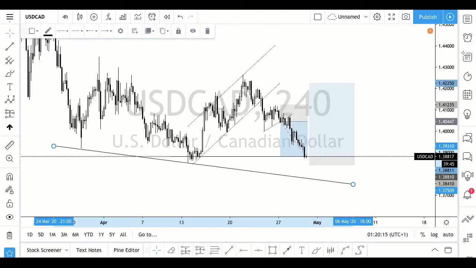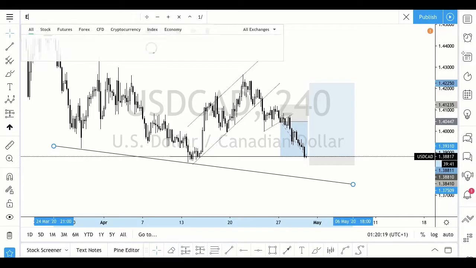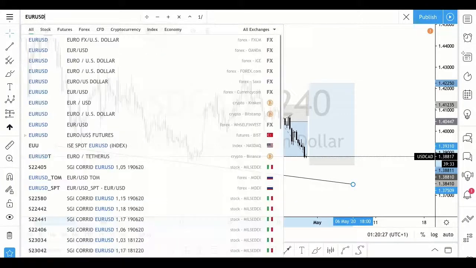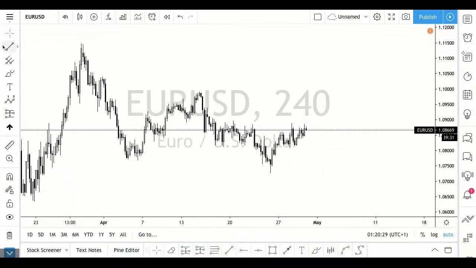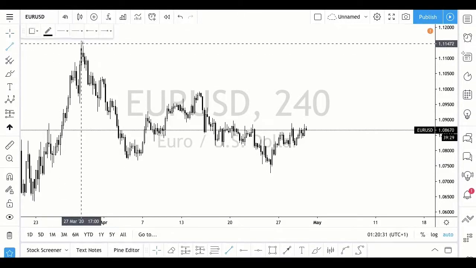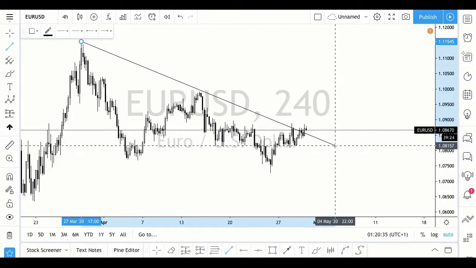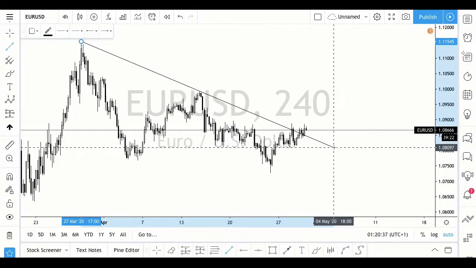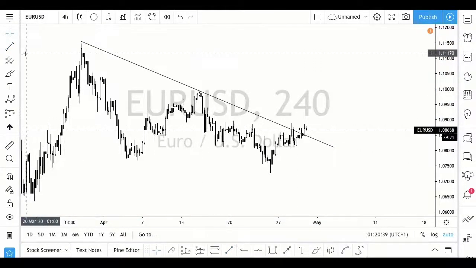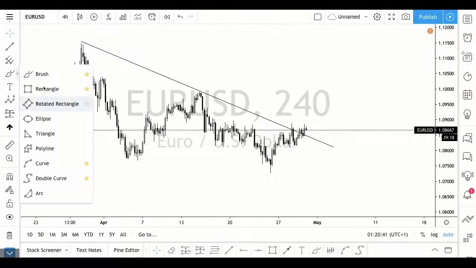Next, we'll take a look at Euro US dollar. And I haven't been looking at this pair recently, but we have what seems to be a break of structure and an inverse head and shoulders. That's just me looking with a keen eye.